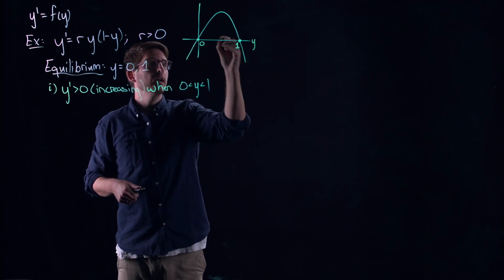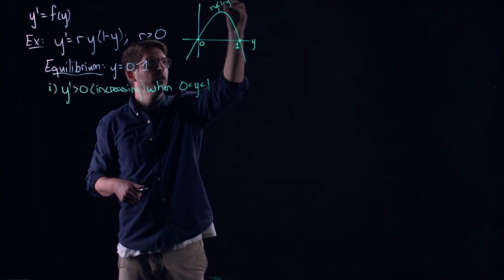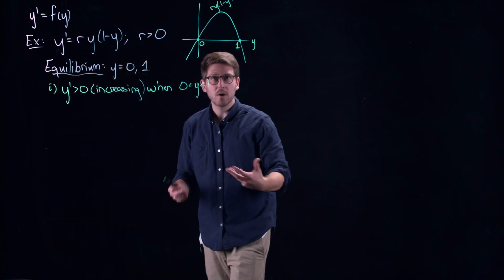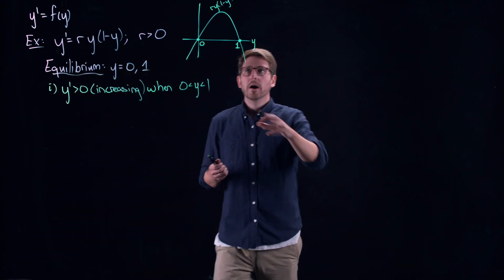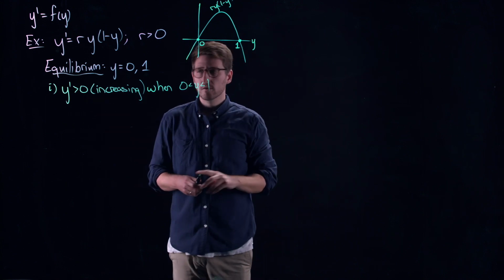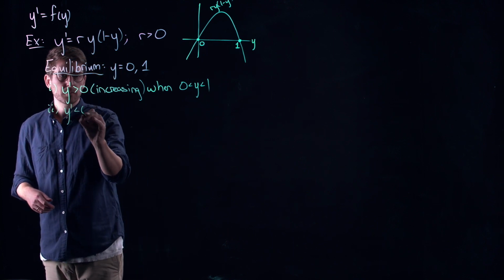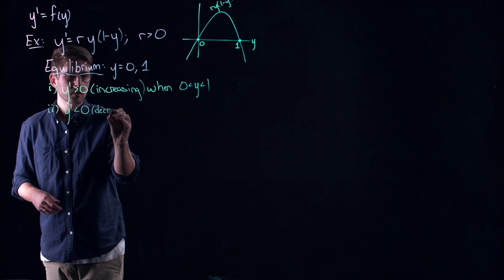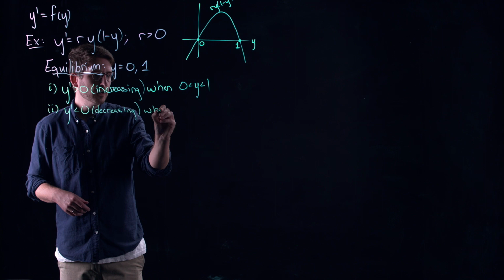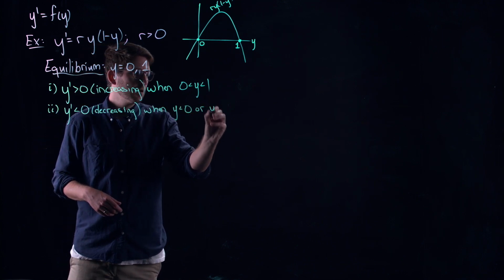So this is y, and this is ry times 1 minus y. All right, so I never had to tell you what the value of r is. It's going to work for any positive r. But what I do know is that for any y between 0 and 1, my function is increasing. Similarly, my solution will be decreasing if I am either less than 0 or bigger than 1.